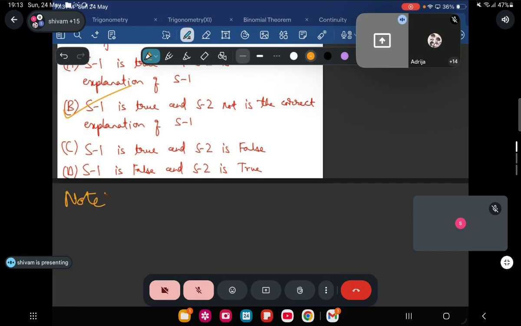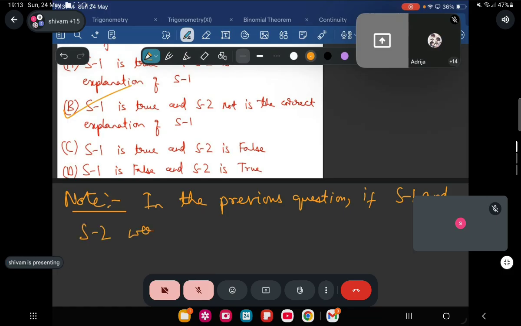So this one I have a question. You have to raise your hand and answer. In the previous question, if statement 1 and statement 2 were interchanged, then which option would be correct? Raise your hand. Yes, Shashwat, tell me. Option A would be correct. That's correct.